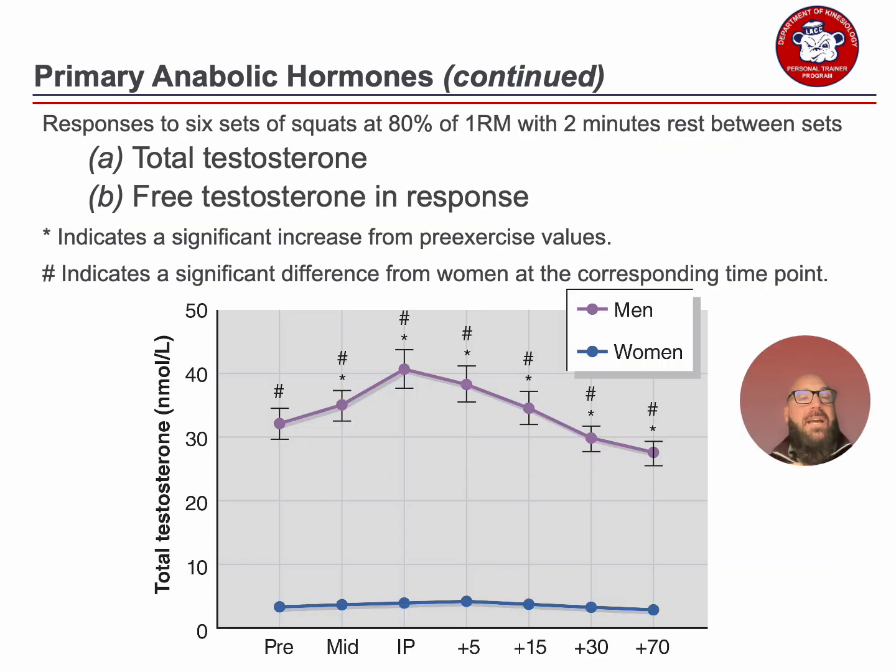Now, kind of continuing on with anabolic hormones, total testosterone and free testosterone, you're going to see the purple line there is men. This is a response to 6 sets of squats at 80% of 1 rep max with 2 minutes rest in between each set. And you're going to see before on the left, the first column, pre, mid, IP, which I think is in progress. Post 5 minutes, post 15 minutes, post 30 minutes, post 70 minutes.